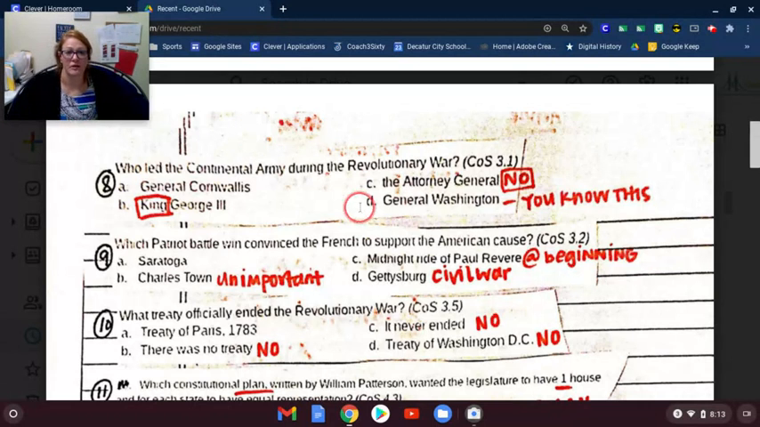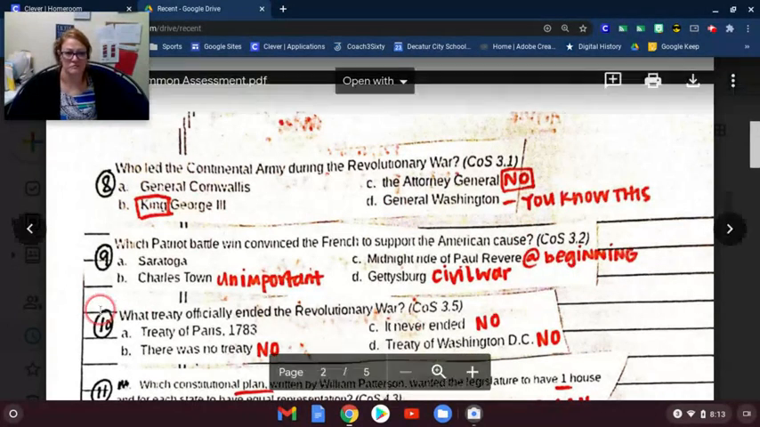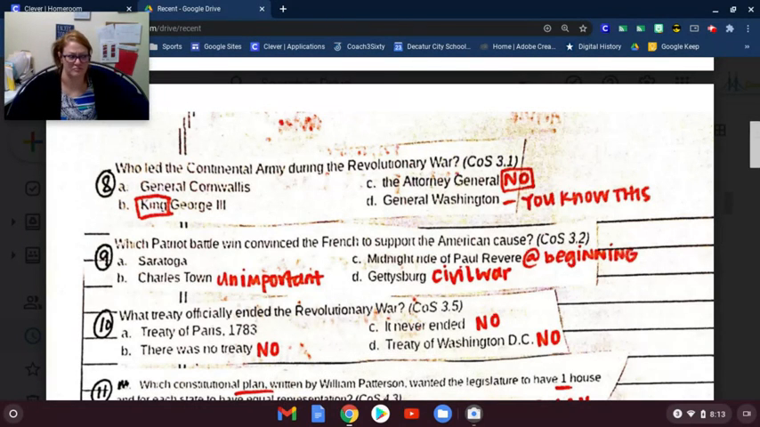Which Patriot battle convinced the French to support the American cause? You've got Saratoga, Charlestown. I don't think much happened there. Okay, I don't remember the French. The Midnight Ride of Paul Revere was at the very beginning. And Gettysburg was in the Civil War. So I've marked out C and D. Worst case scenario, you're picking between A and B.